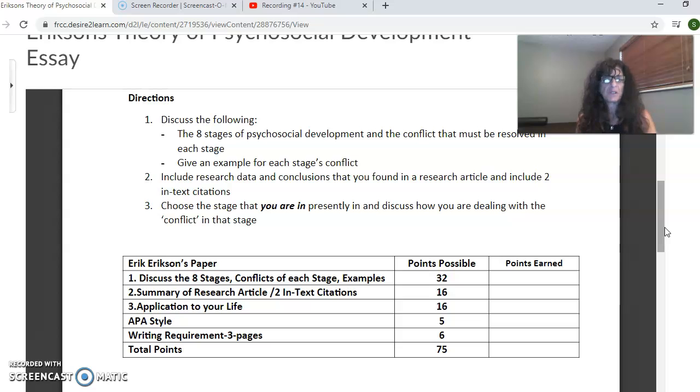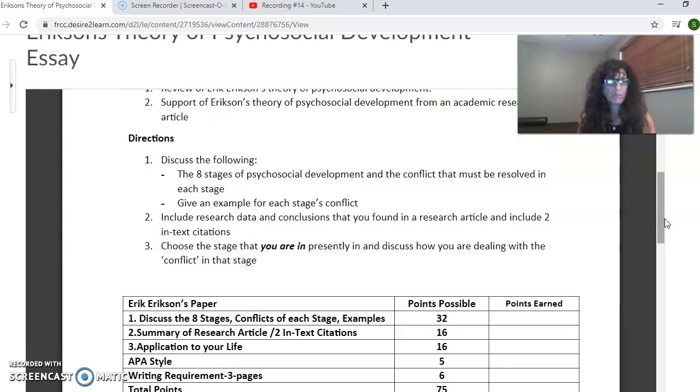So first, you're going to discuss each of the 8 stages, and the conflict that we must resolve in that stage, whether it's trust or mistrust or identity versus role confusion, which is something we talked about last week in week 7. So you're going to fully discuss those stages. You're going to give an example for each stage of each of the conflicts. What could happen to someone having a challenge, like in adolescence? What might happen to that person in that particular stage?